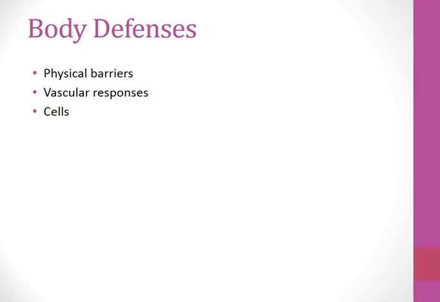Okay, the natural defenses of your body. The physical barriers are the first line of defense. The skin is the first thing. It covers your whole body. It should not be dry or broken. Dry and broken will allow organisms to come in. The acidic environment will help prevent things from getting in through your skin.